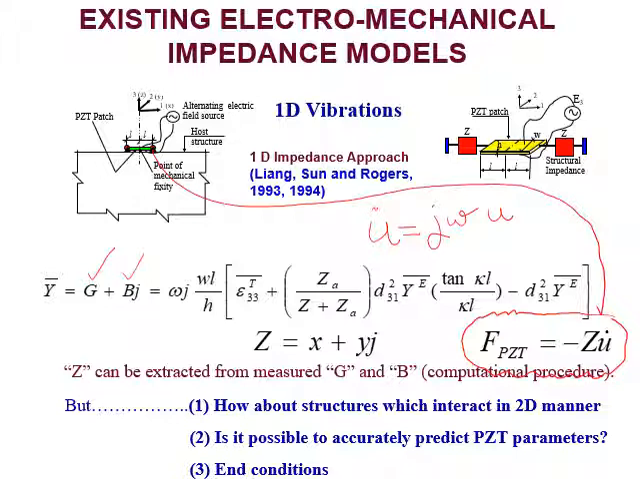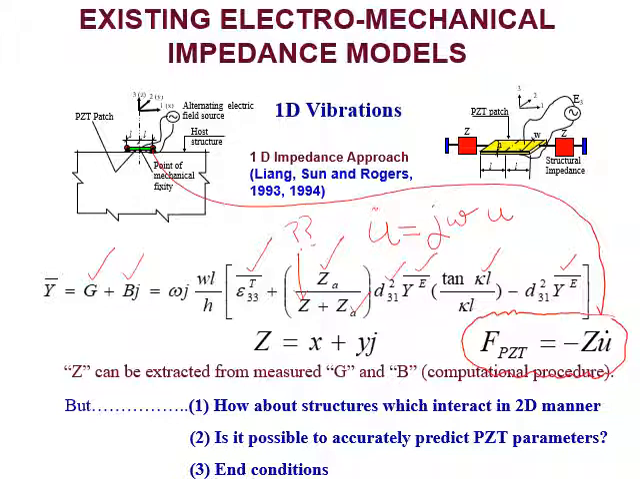We assume that if we know everything about the PZT patch, that is, we know the epsilon 33, the permittivity, we know the mechanical impedance of the PZT patch, we know D31, we know YE, we know the kappa, we know the Young's modulus, then we can very easily obtain the mechanical impedance of the structure. So this mechanical impedance of the structure is obtained from the PZT patch itself.